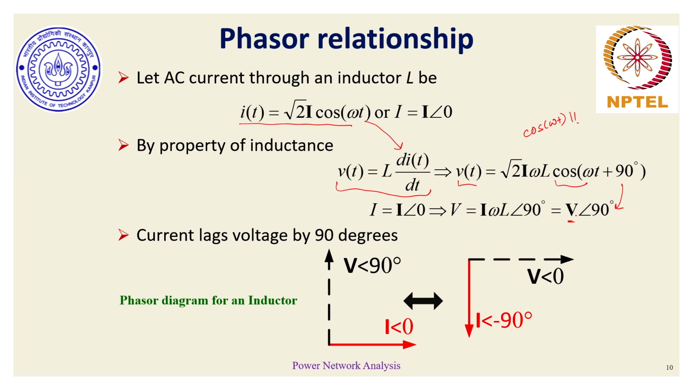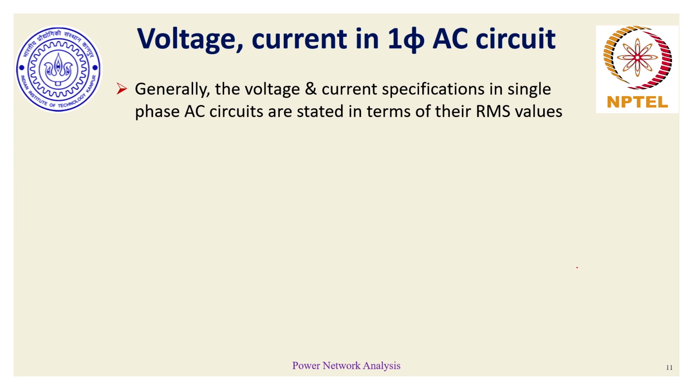So if we redraw this phasor diagram for an inductor, then we have two alternate options, one being the current as reference, whereas in the next one the voltage is the reference.